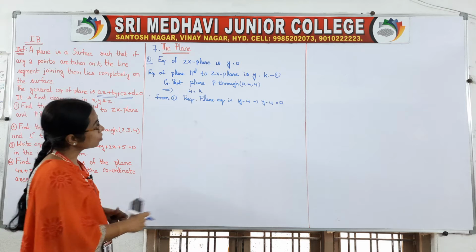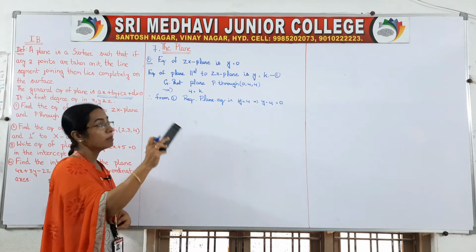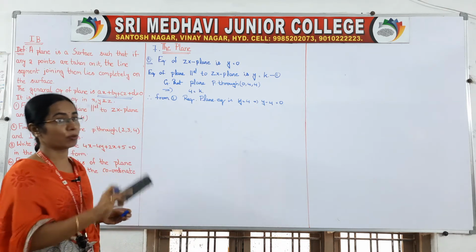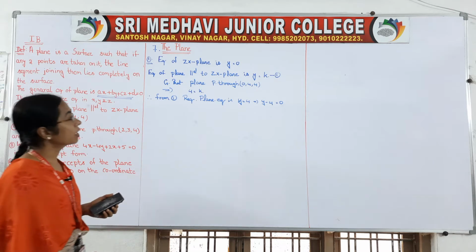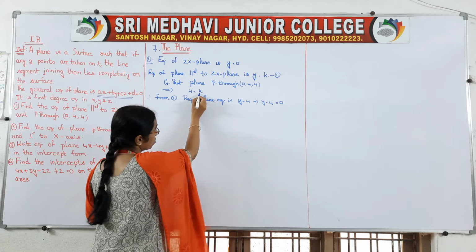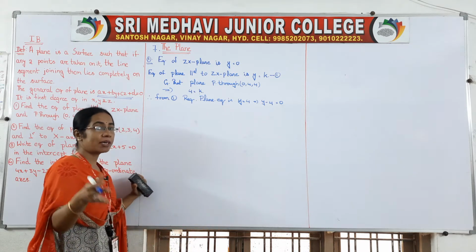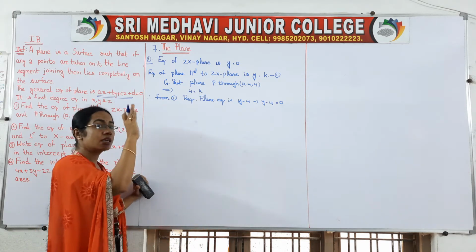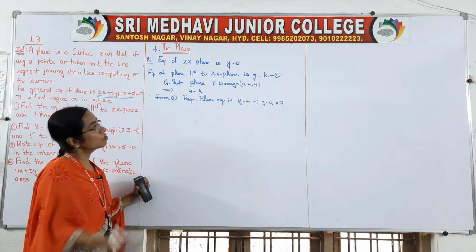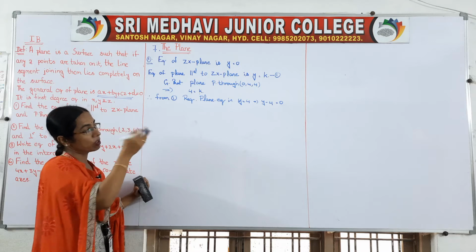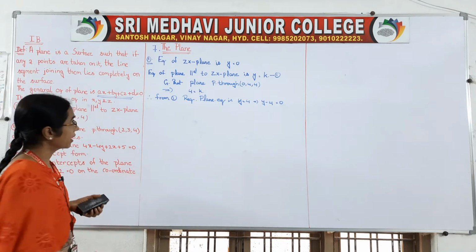So given that this plane passes through (0, 4, 4), your y coordinate is 4. So 4 = k. That means it passes through that point, meaning the point satisfies the plane equation. So in y's place, the y coordinate. You got your k value, substitute it, and you will get your required plane equation.